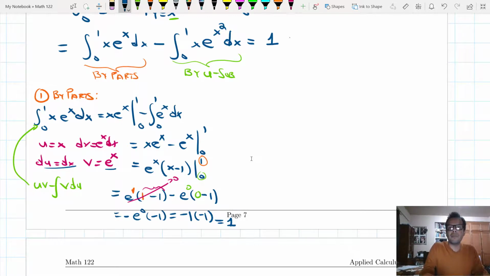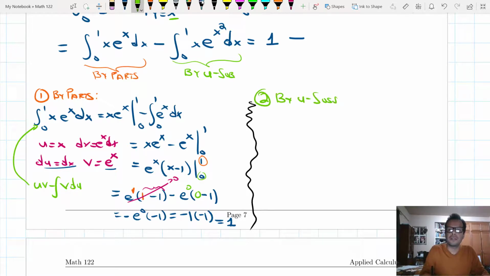Okay, 1 minus, now I'm going to write the result of evaluating the other integral using u substitution, right? I'm going to denote this with green just to agree with what we have here. Number 2, by u sub. Whoops.